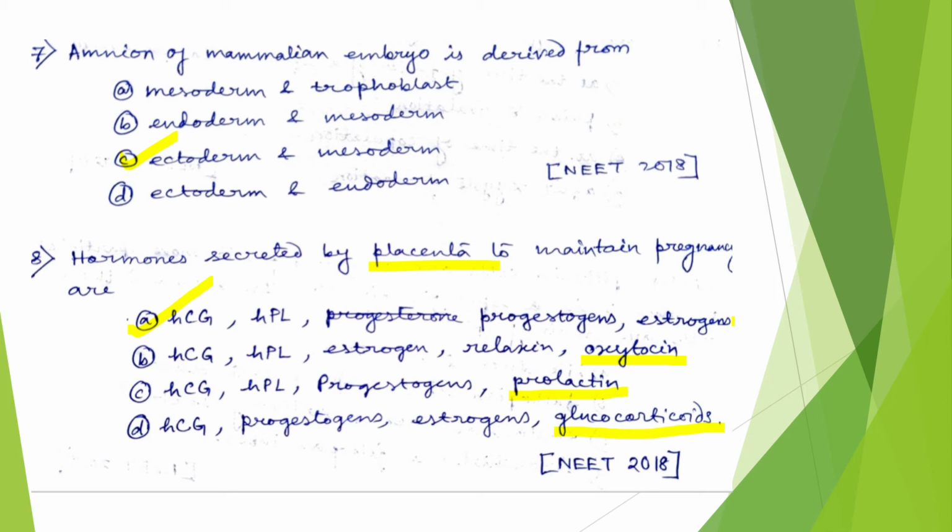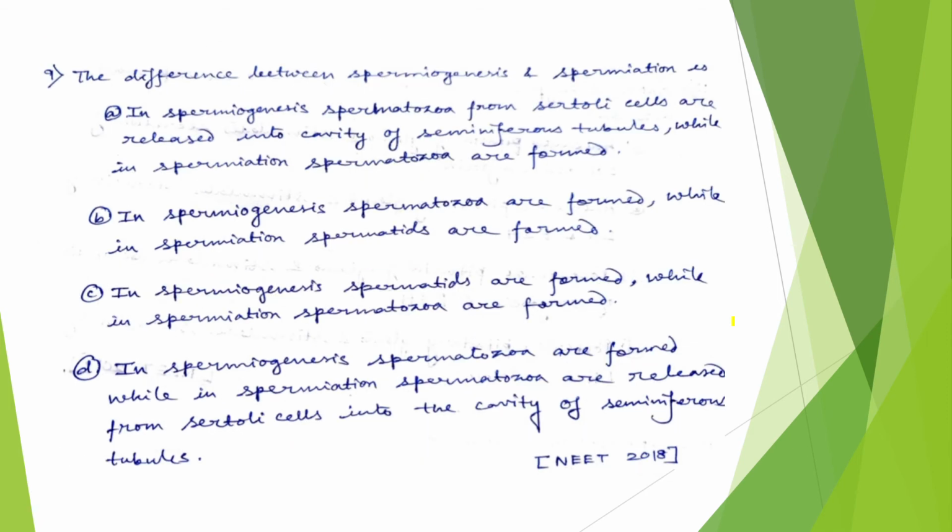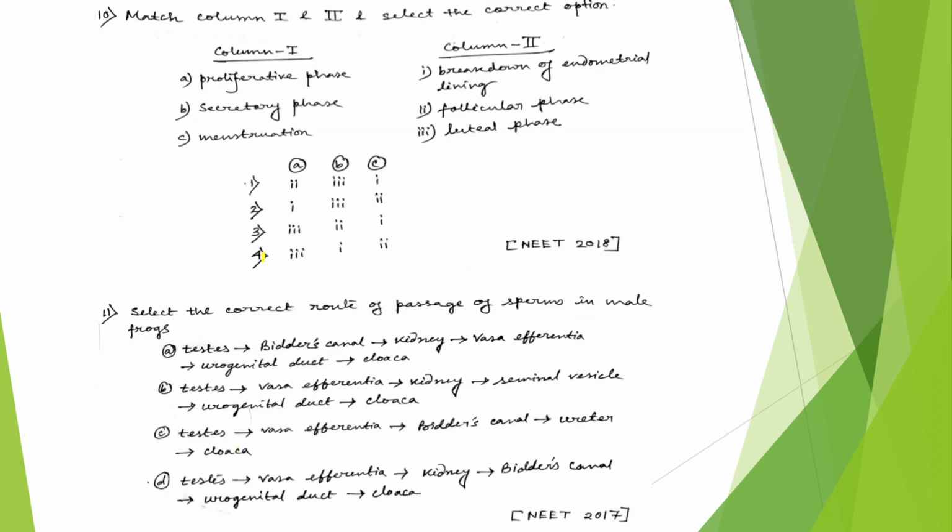Now coming to the ninth question, the difference between spermiogenesis and spermiation. In spermiogenesis, spermatozoa are formed, while in spermiation, the spermatozoa are released from the Sertoli cells into the cavity of the seminiferous tubule. So the correct answer would be option D. In spermiogenesis, spermatozoa are formed, and in spermiation, spermatozoa are released from Sertoli cells into the cavity of seminiferous tubules. Now match column 1 with column 2.